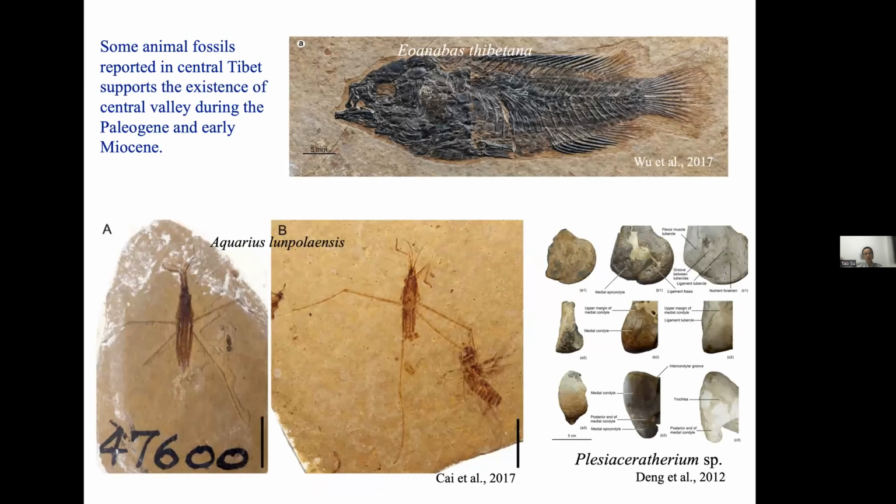Well, plant fossils are, of course, not the only evidence for paleo elevation or paleoenvironment change. There are also some other fossils, especially fish, insect, and mammal fossils. All of them support the existence of the central valley during the Paleogene and the early Miocene.